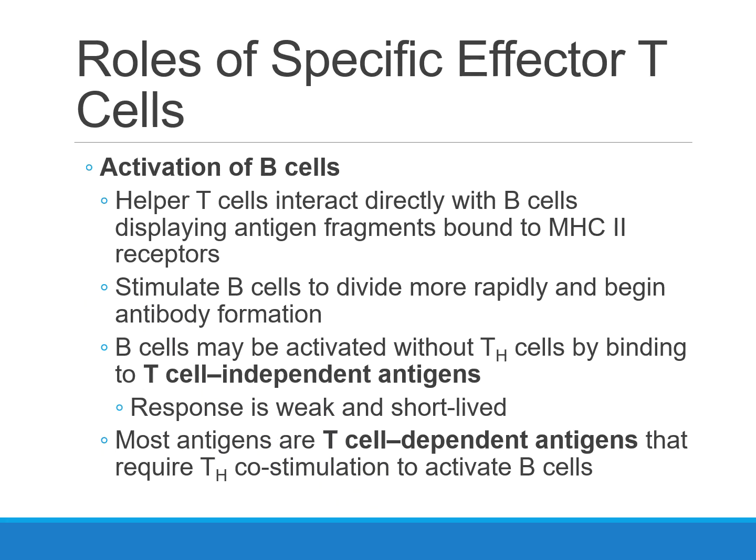So, activation of B cells. Helper Ts interact directly with the B cells, displaying antigen fragments bound to the MHC II receptors. They stimulate the B cells to divide quickly and begin antibody formation. The B cells may be activated without helper T cells by binding to T cell independent antigens, but the response is weak and short-lived. Most antigens are T cell dependent antigens, which means that they require helper T co-stimulation to activate the B cells. So there's a big job that they do. They activate the B side of our system.